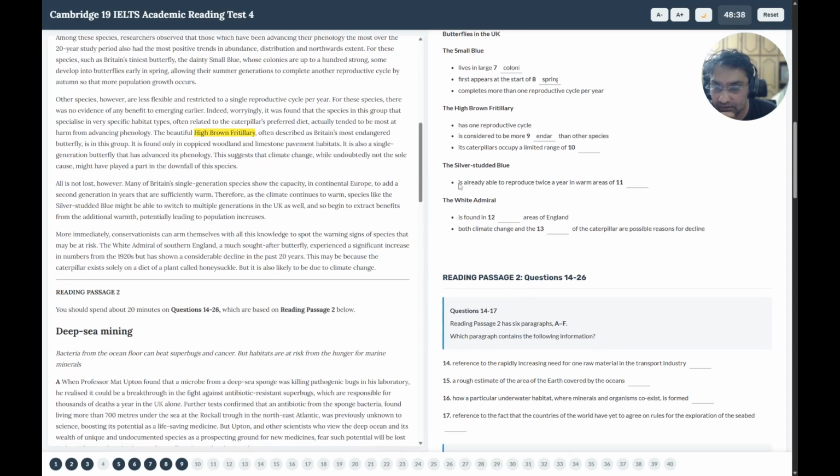The silver-studded blue is already able to reproduce twice a year in warm areas of.